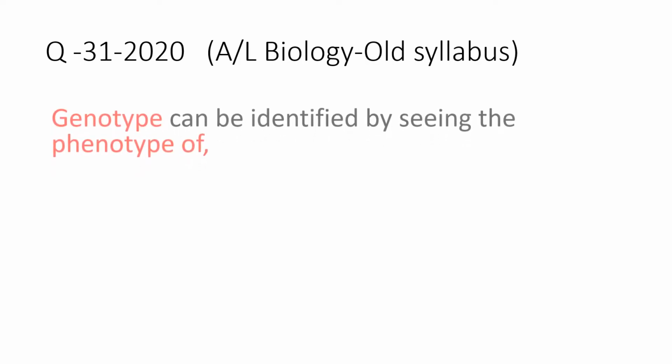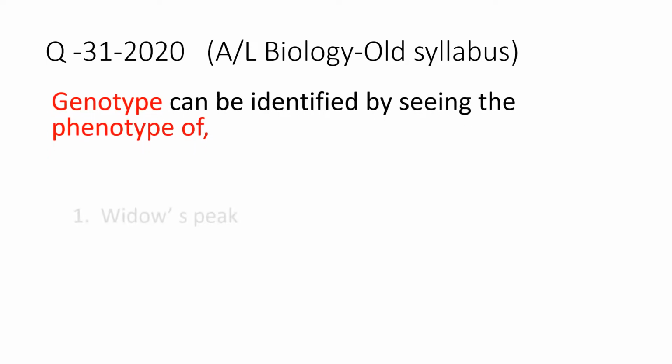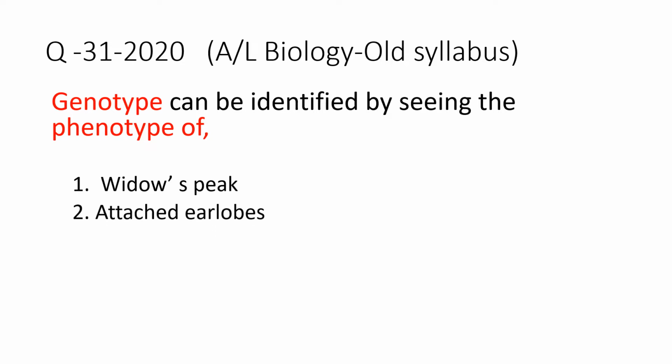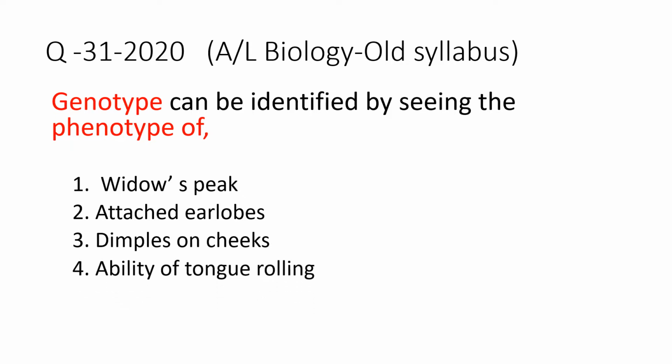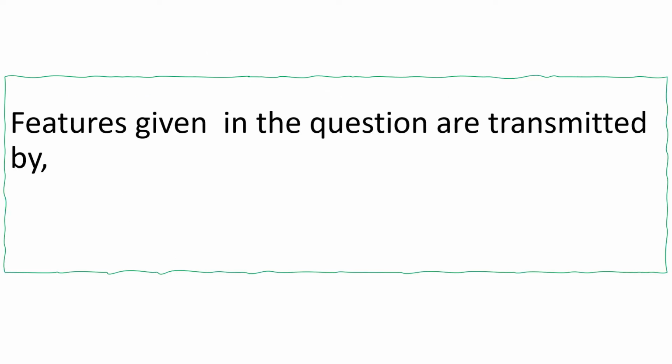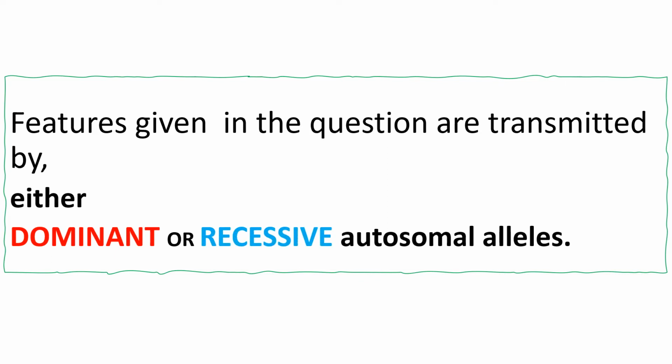Question number 31, 2020. Genotype can be identified by seeing the phenotype of: 1. Widow's peak. 2. Attached earlobes. 3. Dimples on cheeks. 4. Ability of tongue rolling. 5. Straight thumb. Features given in the question are transmitted by either dominant or recessive autosomal alleles.